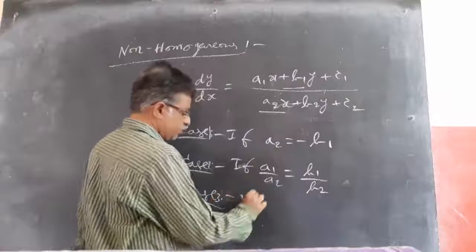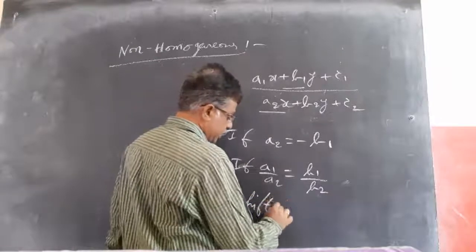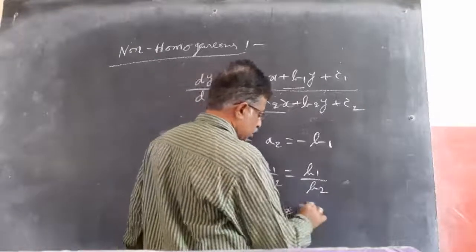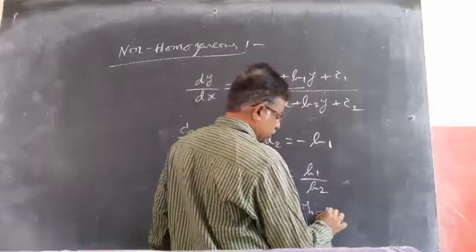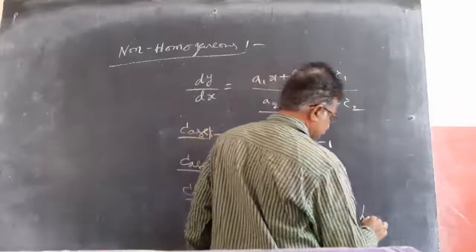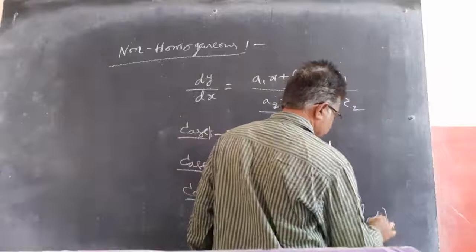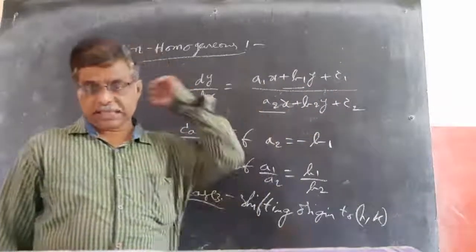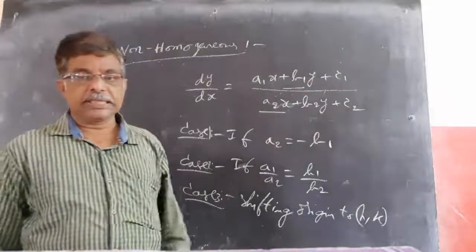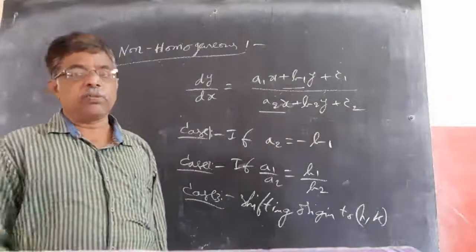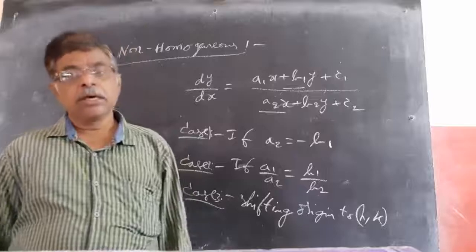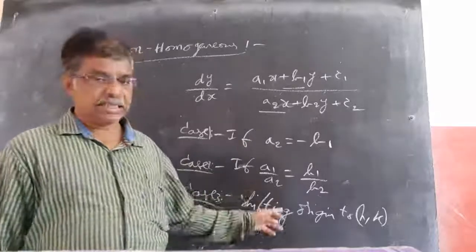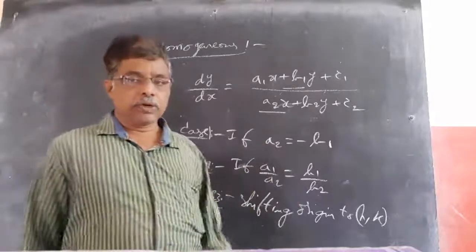Case 3, we will shift the origin to h comma k, so that the equation is converted into homogeneous. Once it is converted into homogeneous, we can apply the homogeneous method. So these are the 3 cases for non-homogeneous. We will discuss them one by one.